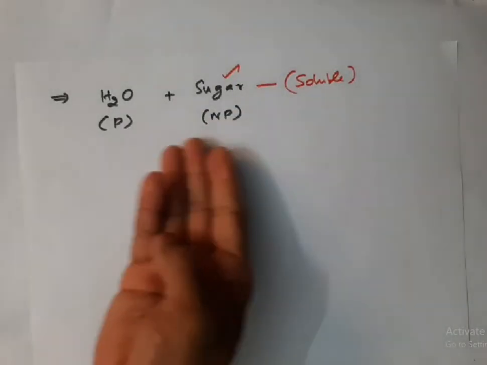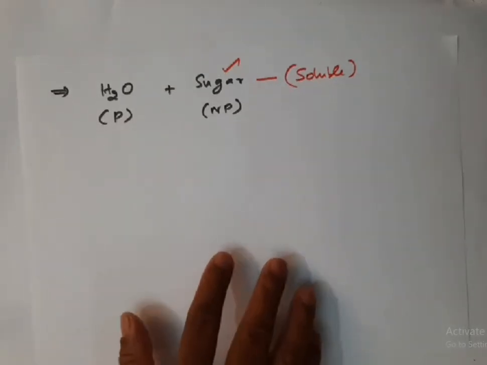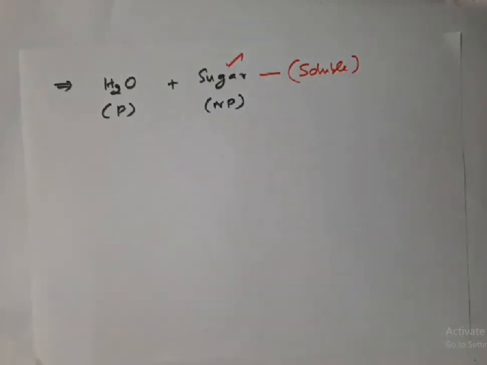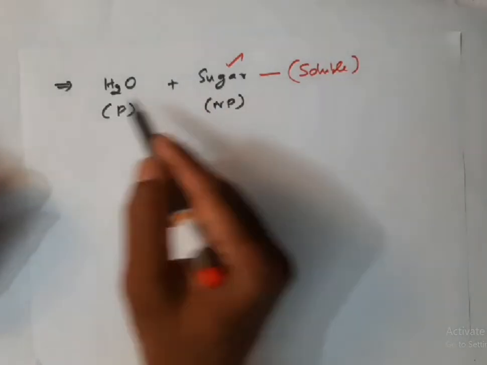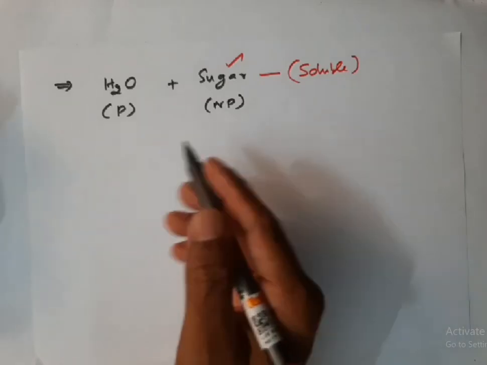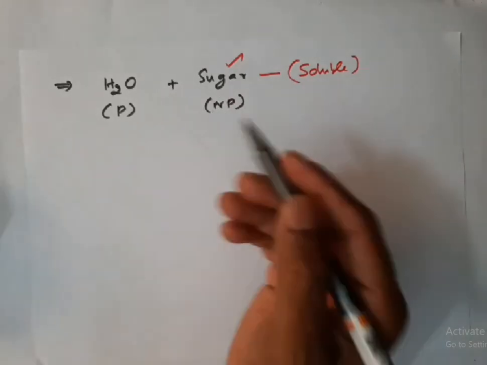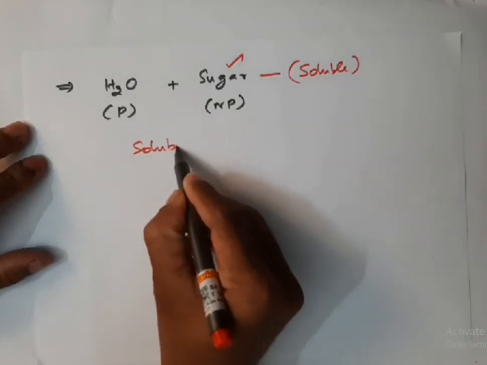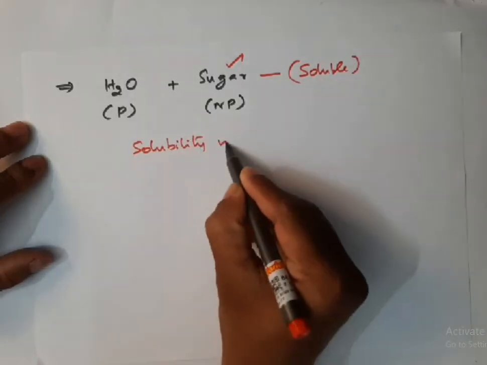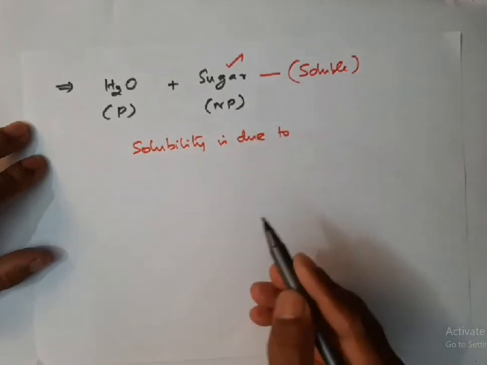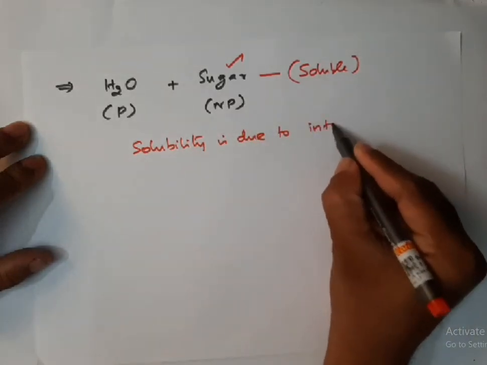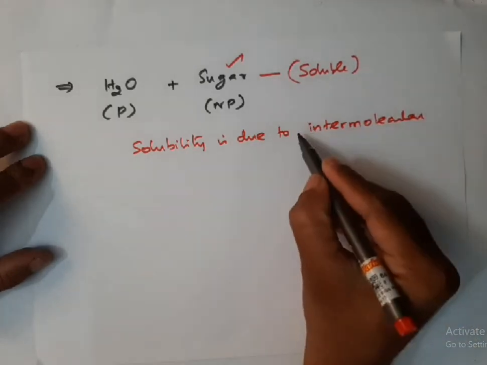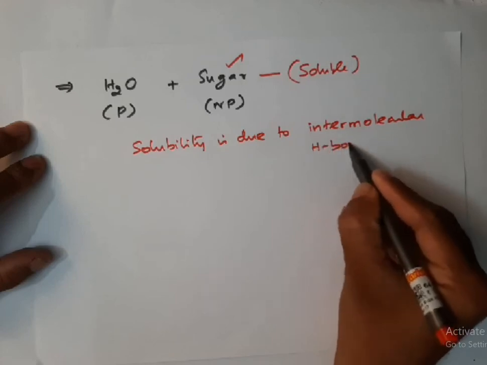But it contradicts the like dissolves like rule, isn't it? Okay, it contradicts the like dissolves like rule. Why? Because here dissolution is due to formation of intermolecular hydrogen bonding. Here solubility is due to intermolecular hydrogen bonding.